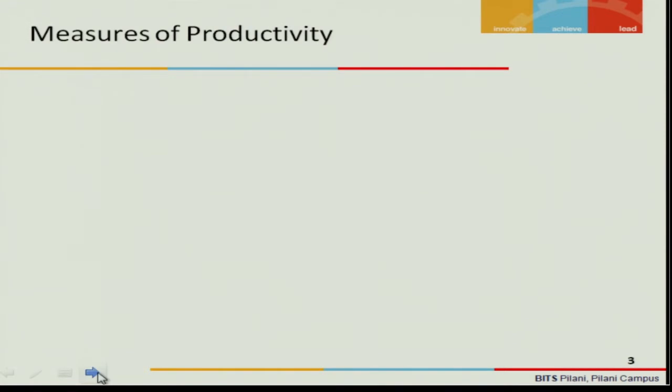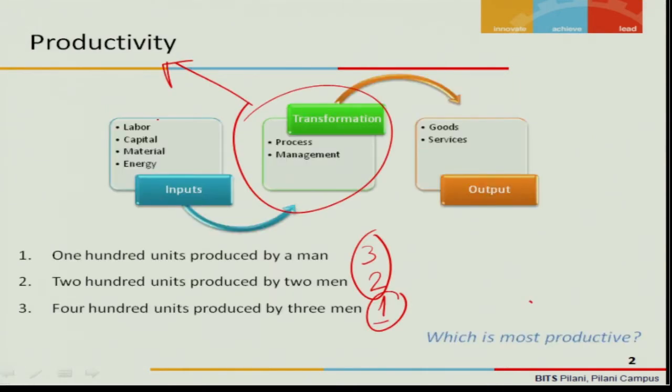We can express the productivity in two terms. Why do we need to express the productivity in two terms? We have seen that there are certain set of inputs in our previous slide: labor, capital, material, energy. And when we say it is a ratio between the output and input, which input should we take into consideration for measuring the productivity? Should we take the labor input? Should we take the capital input, or material input, or energy input, or all of them together? Which input should we take for expressing the productivity?